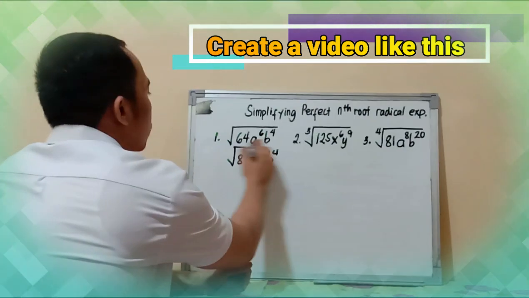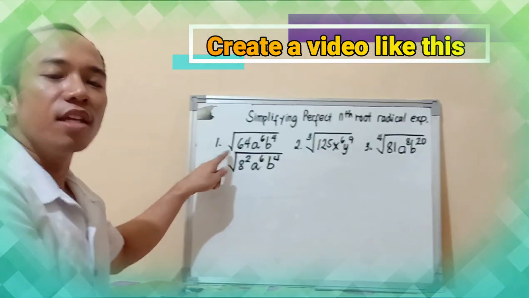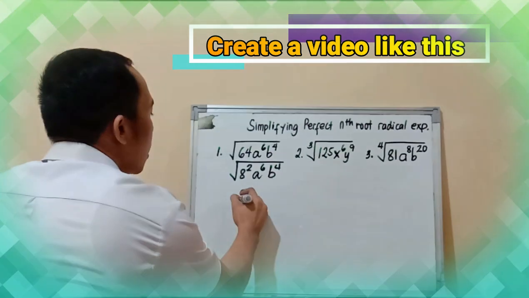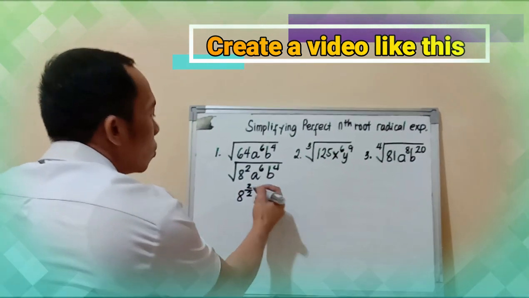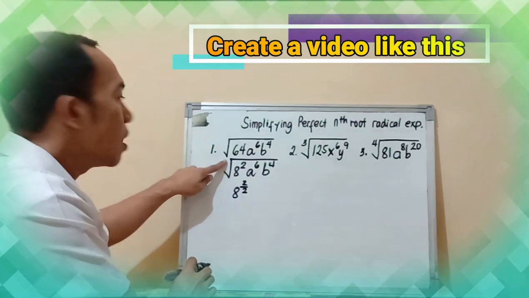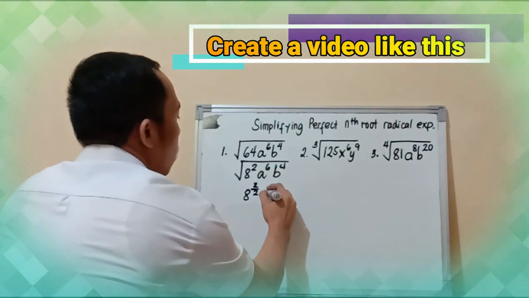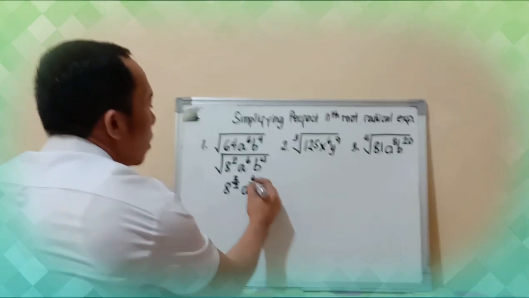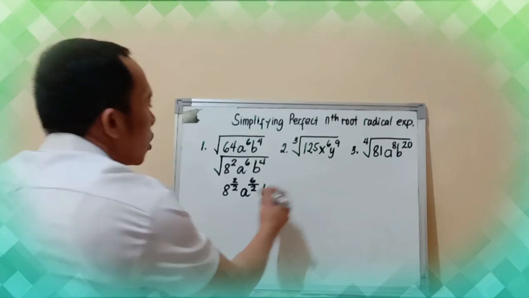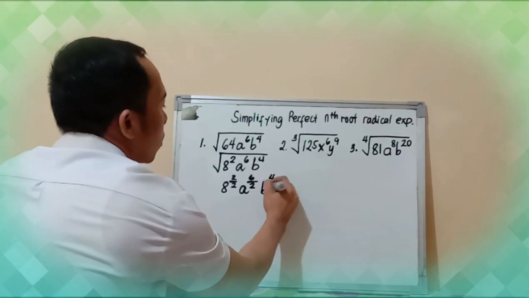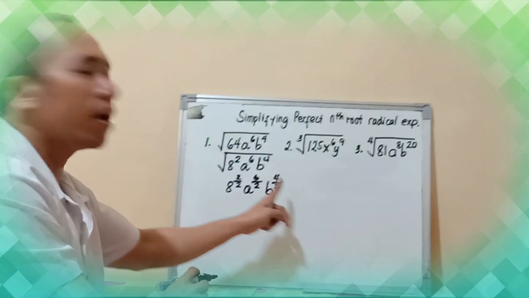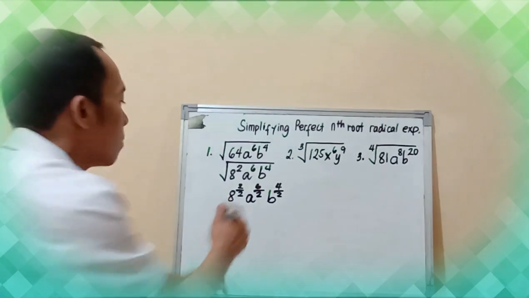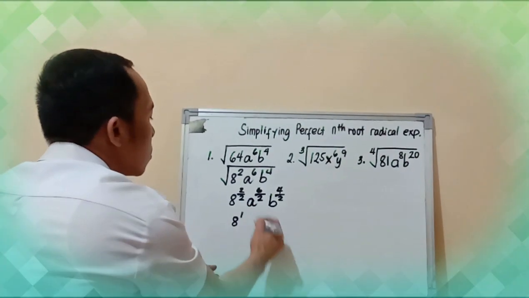Then, square root. So the index will be the denominator of the exponents. So it becomes 8 raised to 2 over 2, because your index here is square root. So the index is 2. Then for a, your power is 6 over 2. And for b, your power is 4 over 2. Then simplifying all the exponential powers, fraction 2 over 2 becomes 1. So this is now 8 raised to 1.